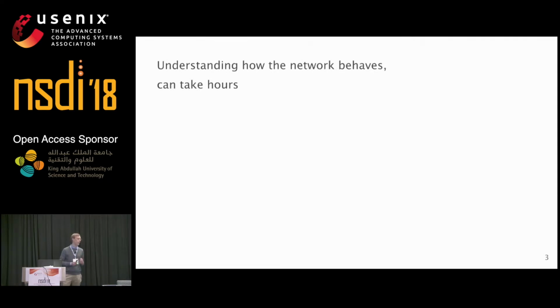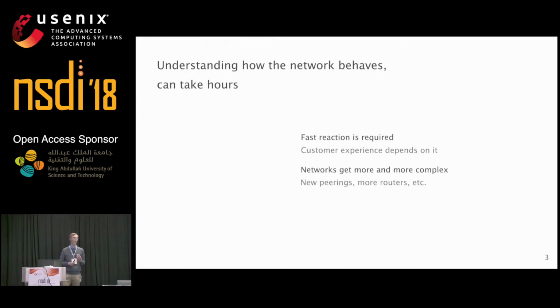Now, answering this question, understanding how the network behaves, can take a lot of time. And as a network operator, you're under pressure because you need to react fast, right? Your network is a critical infrastructure, and your customers will quickly complain if something doesn't work. In addition, networks get more and more complex, so you have more peerings in more different locations, you have a lot of routers, and this creates a huge tension, a burden on the network operator.